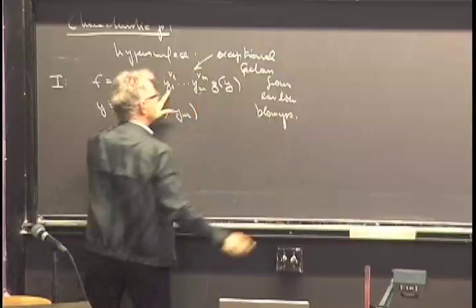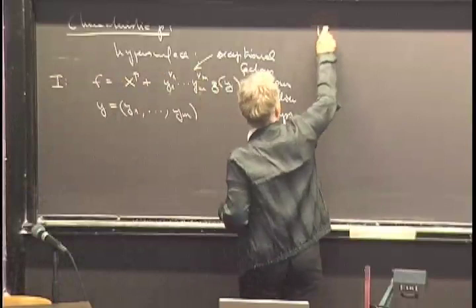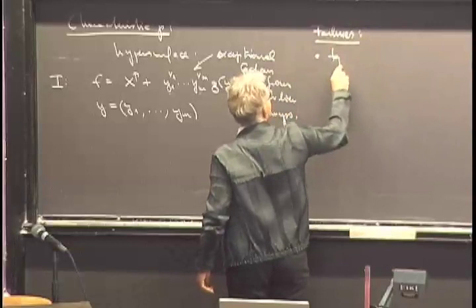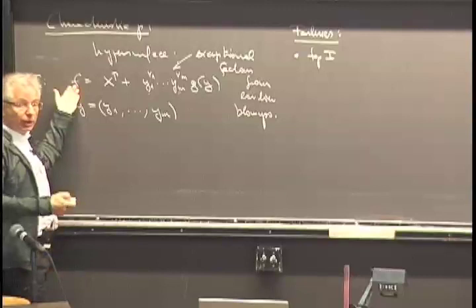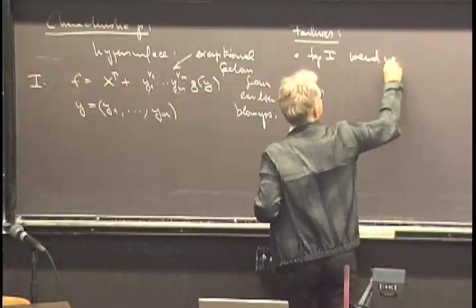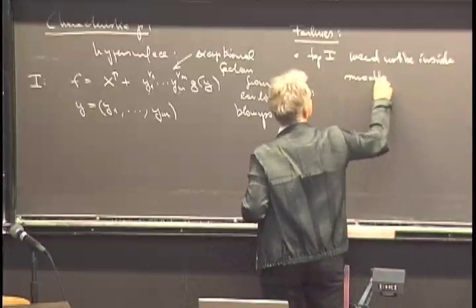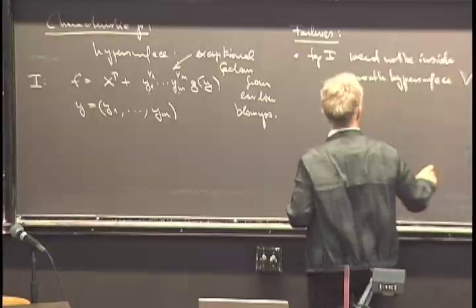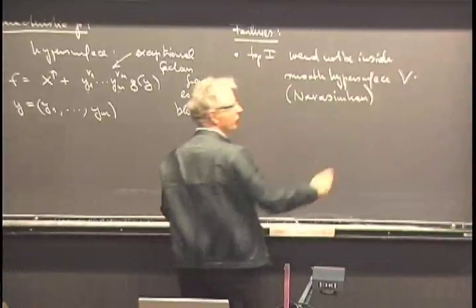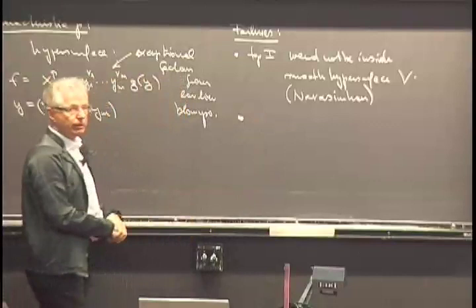And now I will give you a list of failures. The first one is the top locus of I, in this case it's just the top locus of F, is not contained in a smooth hypersurface. Need not be inside smooth hypersurface. This was made explicit by a student of Abhyankar and Narasimhan. And second, but this is not the main obstruction.